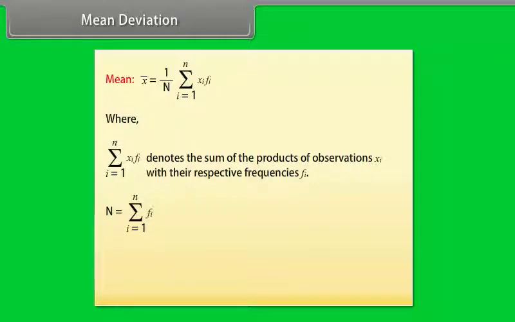Then we find the deviations of observations xi from the mean and take their absolute values for i belongs to 1, 2, till n. And then we find the required mean deviation through summation from i equal to 1 to n of the product between frequency and absolute values divided by capital N. Let's have an example.